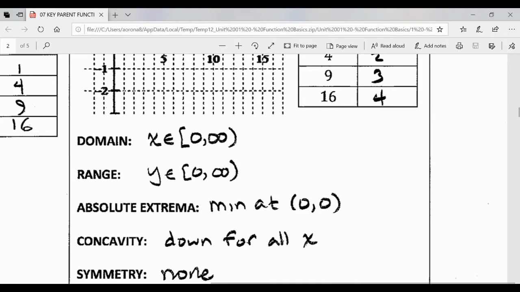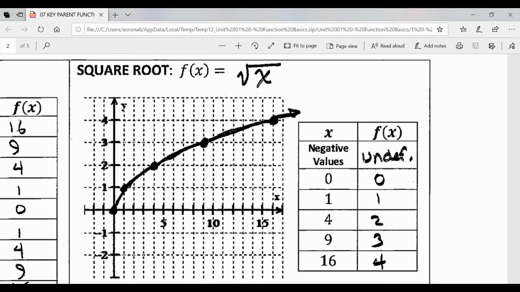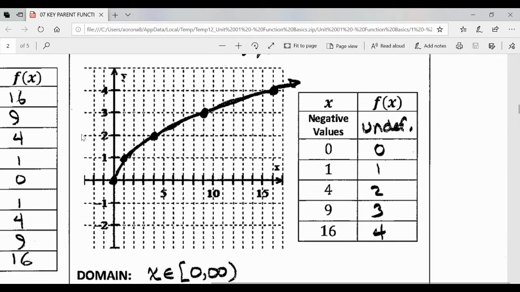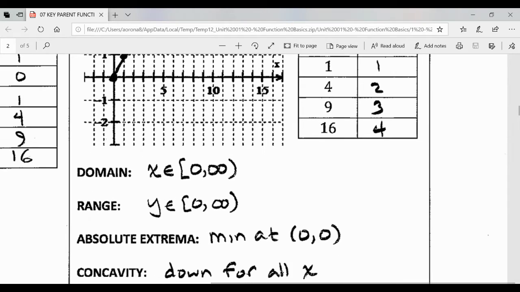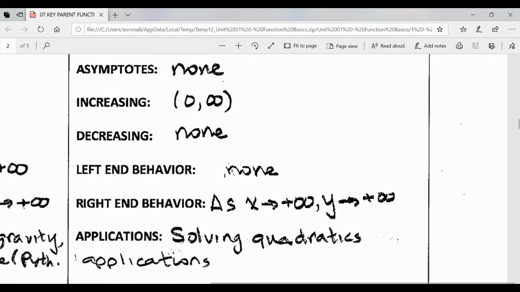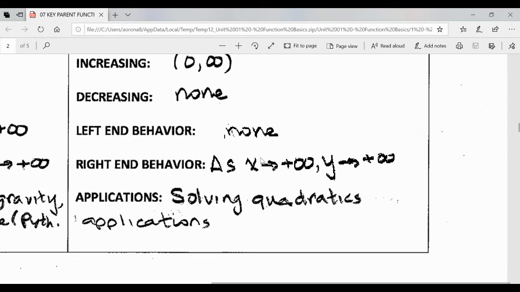Okay. Then we have our square root. So same thing as before. Have some values. Notice that this one stops at 0, does not go to the negative side because you cannot take the square root of a negative number, not if it's a real number. Okay, then we have all our properties here. Let's look at the end behavior. On the left side, there is nothing going on because the graph stops at 0. So there is no left end behavior. On the right side, we have the graph going up slowly but surely, so it's going to go up to positive infinity. Applications: it's directly tied to quadratics, which is the one right next to it.